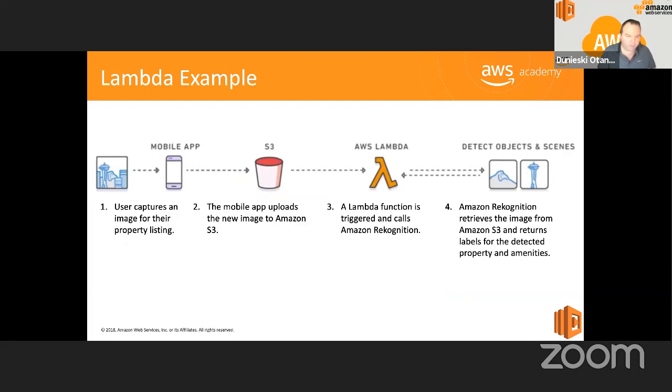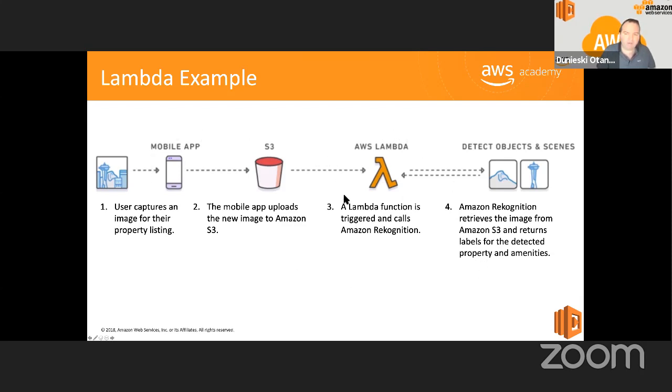That's it. An example of a Lambda function: you can capture an image for a property listing, like real estate. Then the mobile app uploads the new image to Amazon S3. Then a Lambda function is triggered and calls Amazon Rekognition, which recognizes faces. Amazon Rekognition retrieves the image from Amazon S3 and returns labels for the detected property and amenities. This is just an example of what happens with Lambda.